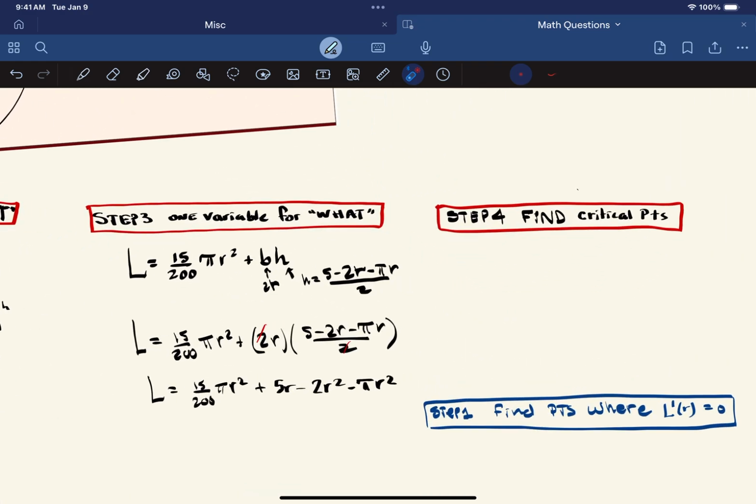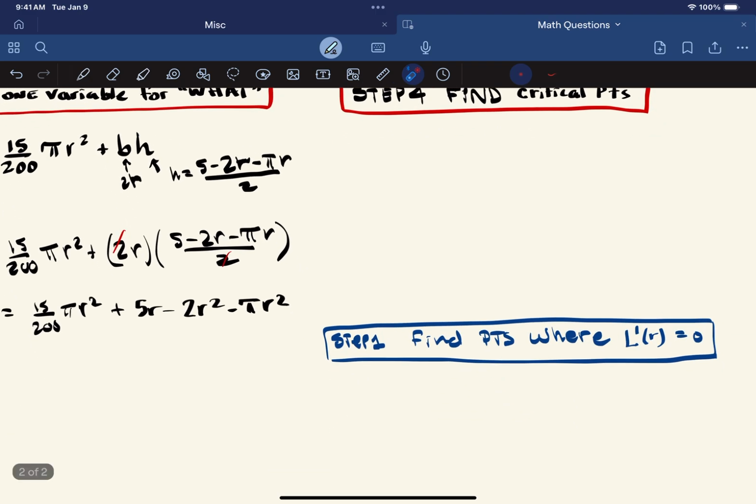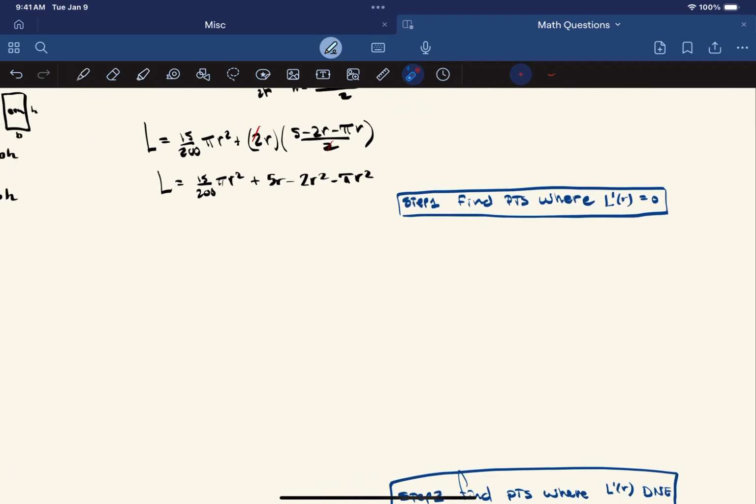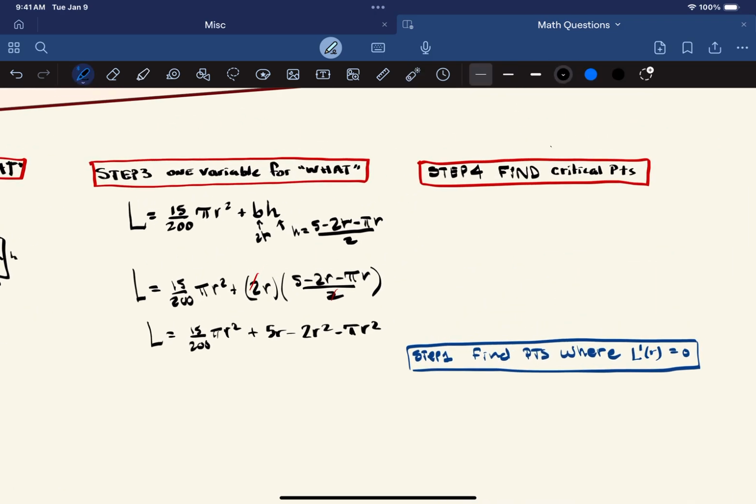Now, step 4 is we're going to try to find critical points. Critical points are points where either the derivative doesn't exist or the derivative is equal to 0. So either way, we should try to find a derivative. That might not be a bad thing to do. So I'm going to try to find L prime of R, the derivative of L with respect to R. I'm looking at this formula right here, and this is just a polynomial in R, so it's quite easy to find a derivative. So the first part would be 30 over 200 pi R plus 5 minus 4R minus 2 pi R.